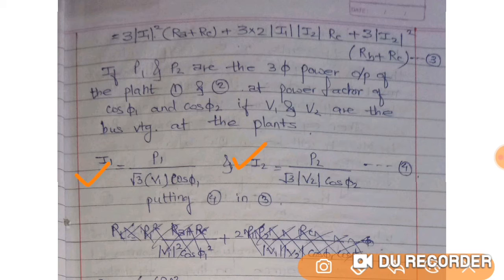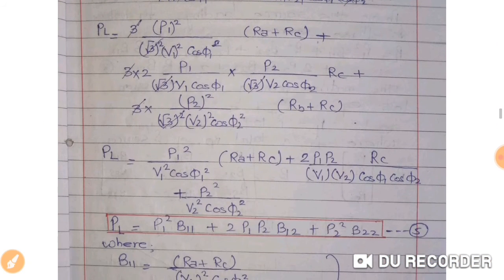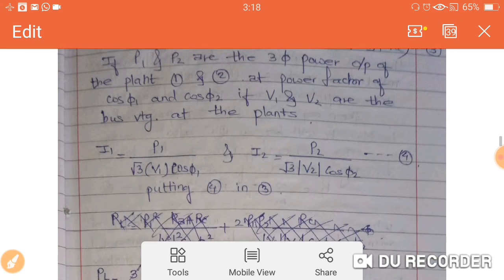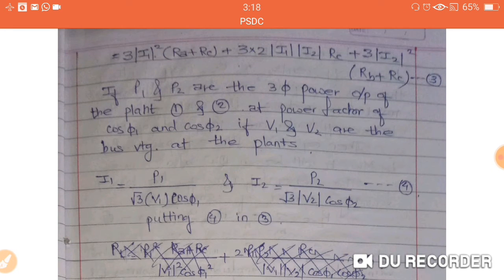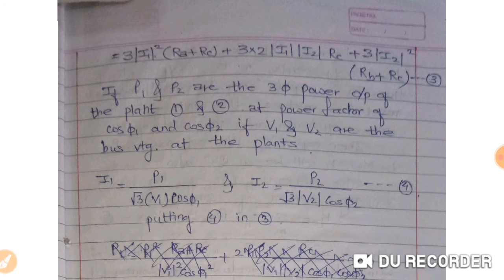Now what we are going to do with these two values of I1 and I2? Simply I am going to substitute these values in this equation. After substituting, what do I get? See, what was the equation I had? I had the equation 3I1² into bracket Ra + Rc, right? So what I need to do now is replace this I1, then I2 here and I2 here. So simply putting those values here. First, we are putting the value of I1² in this equation.